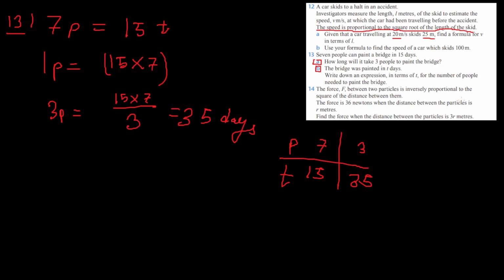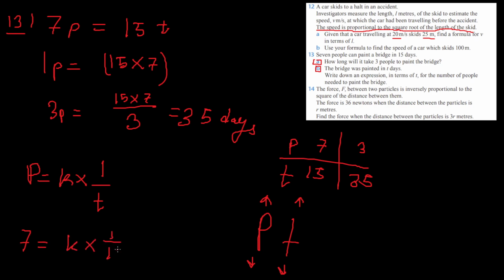Since people and T, if people increase, time will decrease, and if time increases, that means fewer people. So these are inversely proportionate. So we do P equals K times 1 over T. Let's use this to find K. So 7 equals K times 1 over 15. We bring the 15 over here. So it's going to be 7 times 15 equals K.